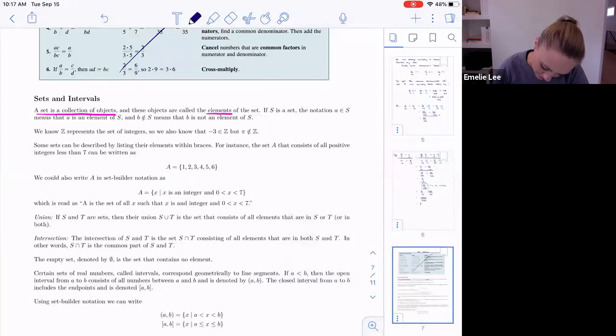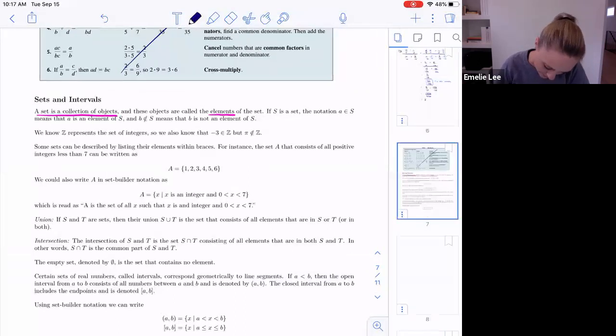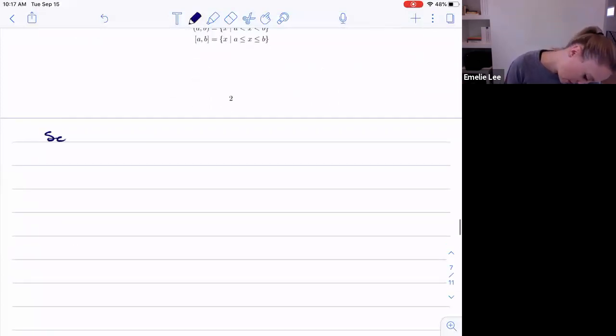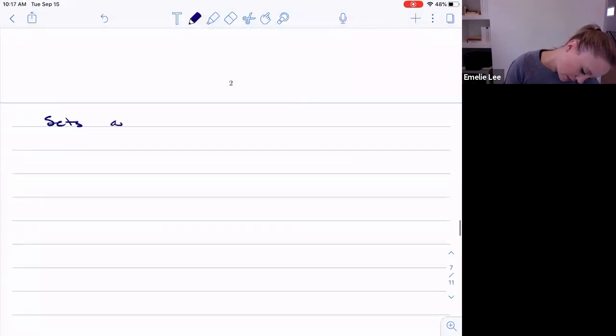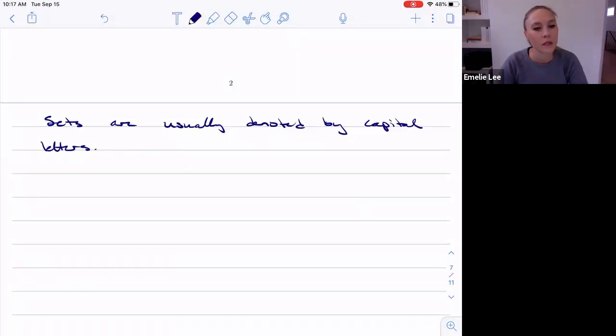I'll add a page down here. So sets are usually denoted by capital letters. Sets are just collections of things, right? So a set can be something like the letters in the English alphabet. They can be even numbers from 0 to 20, right? It can be just a collection of things, right?